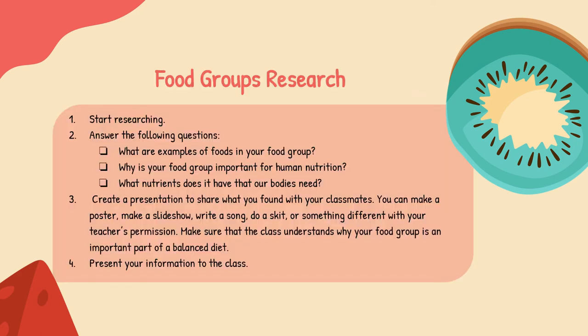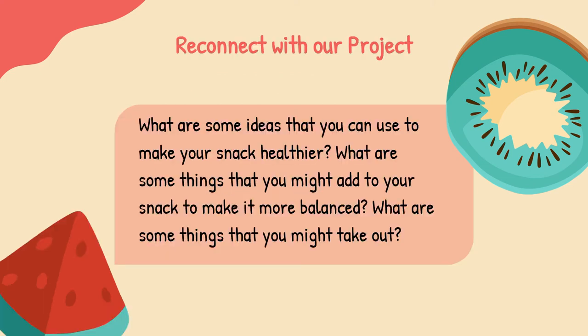So here's a checklist of things and kind of like a sequence of what we're expecting students to do for the food groups research. Their drinks research was a little bit of a practice session preparing for this one. Again, we're having students reconnect with their project. What are some changes they can make after the information that they've learned?